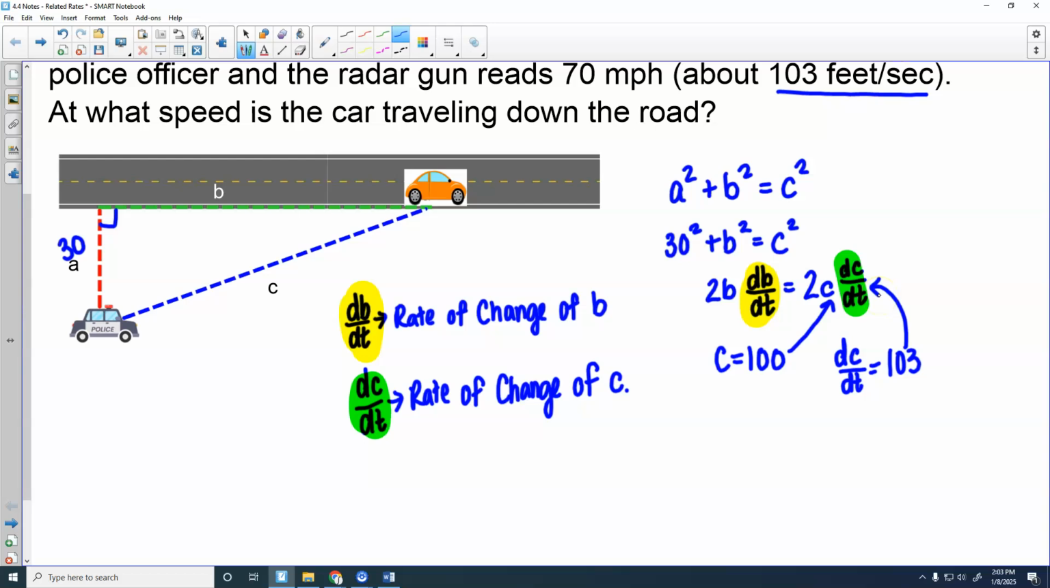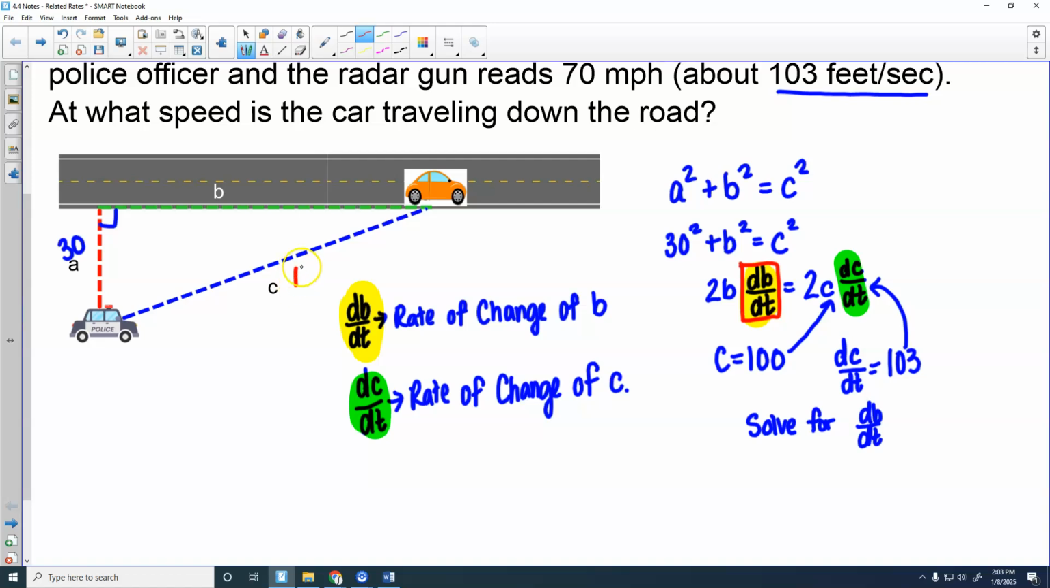What is the question wanting to know? It says, at what speed is the car traveling down the road? What would that be? That's dB/dt. That's what we're looking for. So we need to solve for dB/dt. So we don't want to replace dB/dt with anything because that's what we're going to be solving for. What are we missing? B. Could we find B? We could, because this is just Pythagorean theorem right here, right?